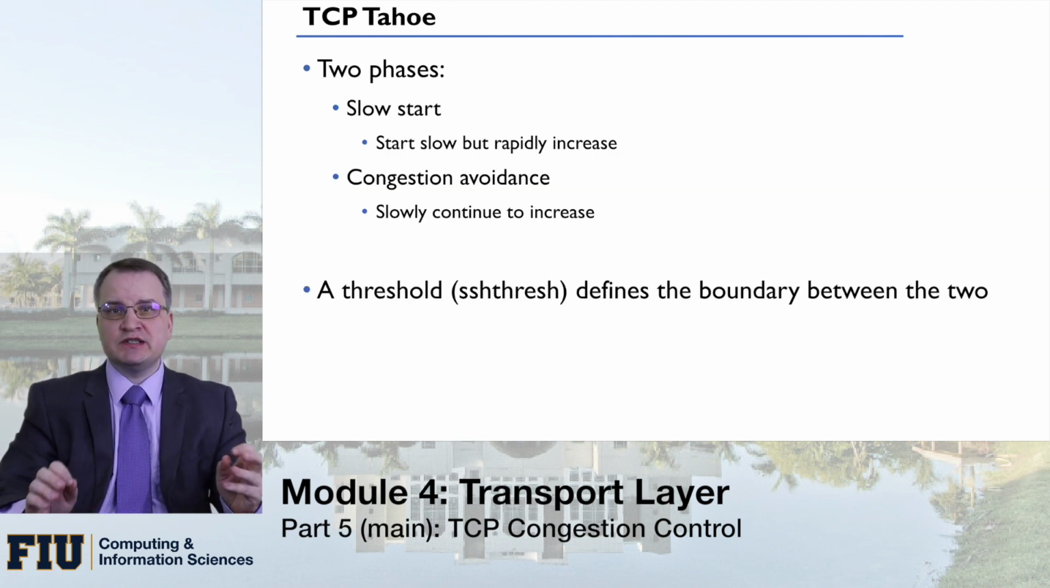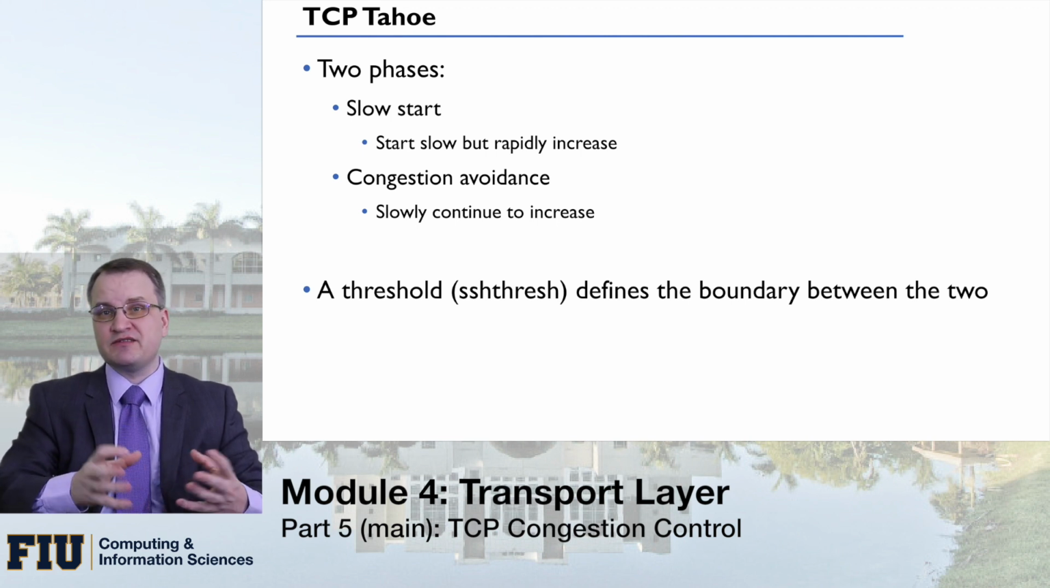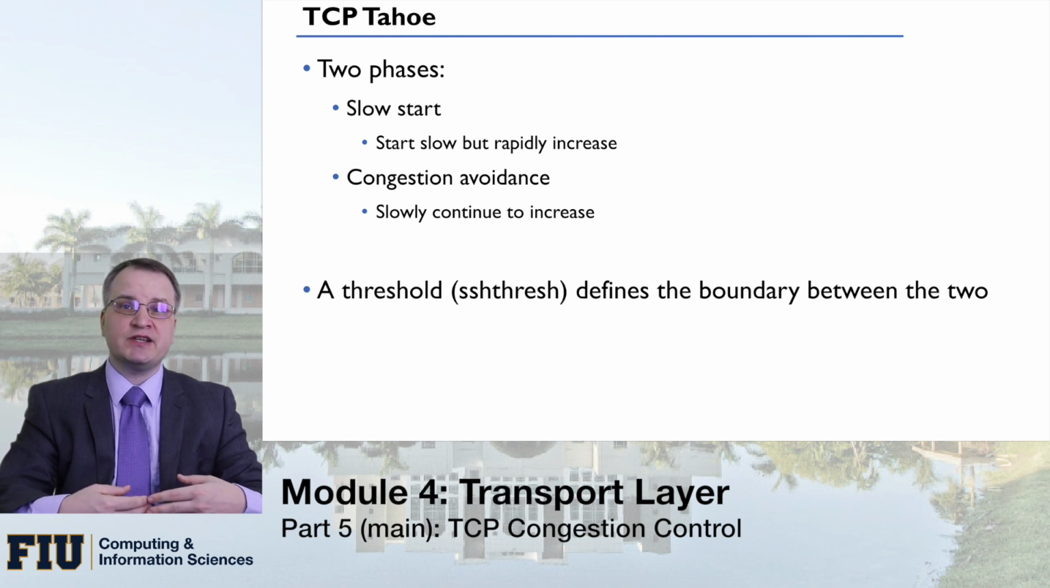Let me start with TCP Tahoe. TCP Tahoe is the congestion control that Van Jacobson designed to solve the ongoing problem. It introduced two phases of adjustment of the congestion control window. One phase is called slow start, and the other one is congestion control. And there is a slow start threshold, a number that you also dynamically adjust to define which stage you are in at different times.